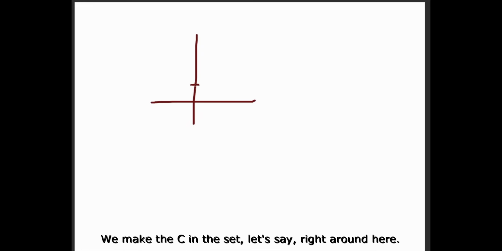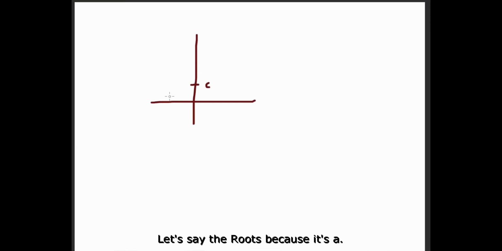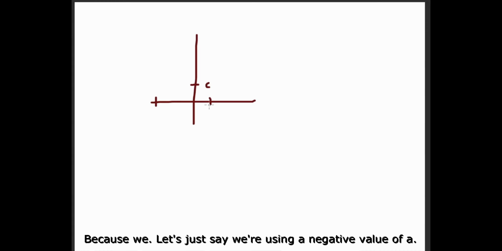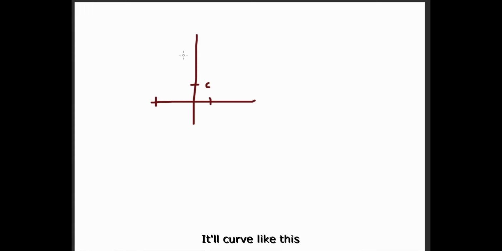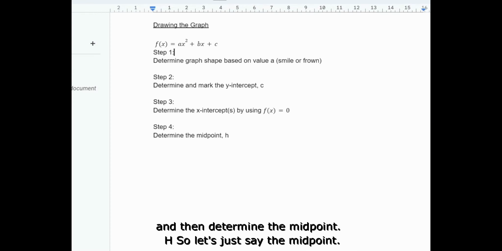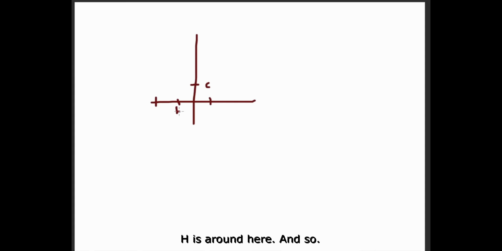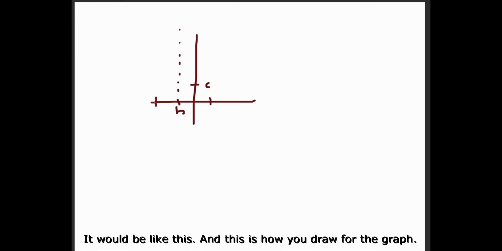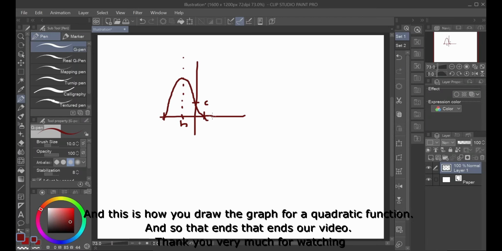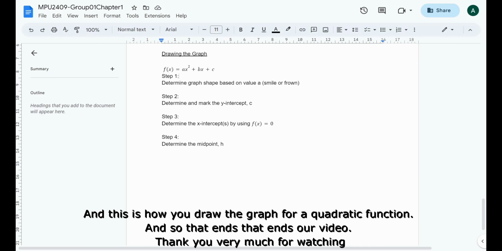And then determine the x-intercepts, also known as the roots, by using f(x) equals to 0. Let's just say we're using a negative value of a, it'll curve like this, and then determine the midpoint h. So let's just say the midpoint h is around here, and so it would be like this. And this is how you draw the graph for a quadratic function.